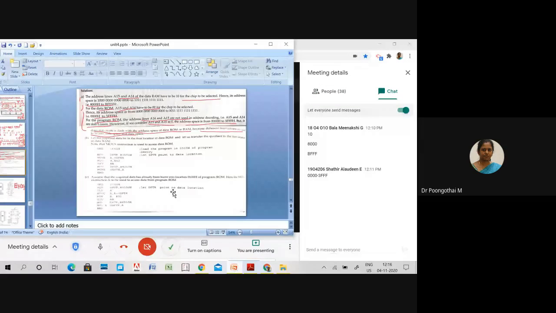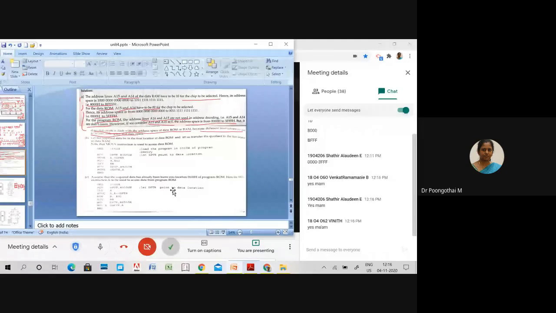Students, please reply. Gala, Meenakshi, Venkat Ramani, are you able to follow, ma? Any other doubts?